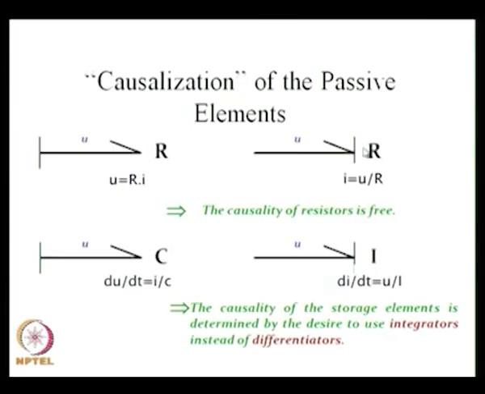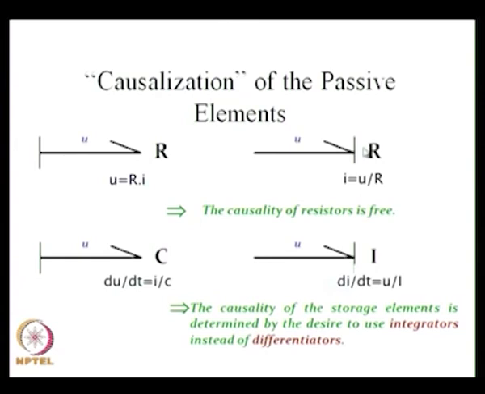If the causal stroke is on the right side, then the relationship is that I is computed and U is the input. You are giving a voltage to the resistance and getting a current flow as output. So I is equal to U divided by R. Here we are calculating I on this side, and here we are calculating I on this side. So that is I is U by R.